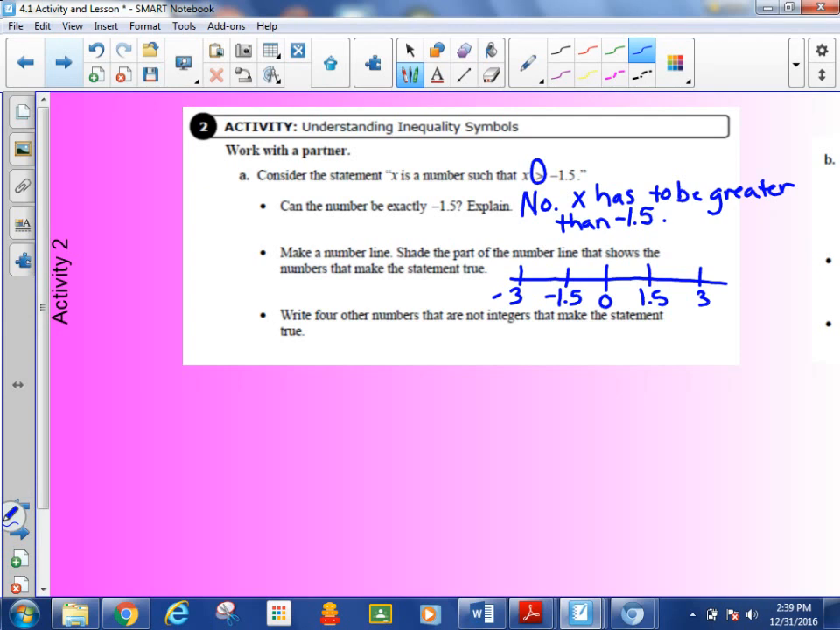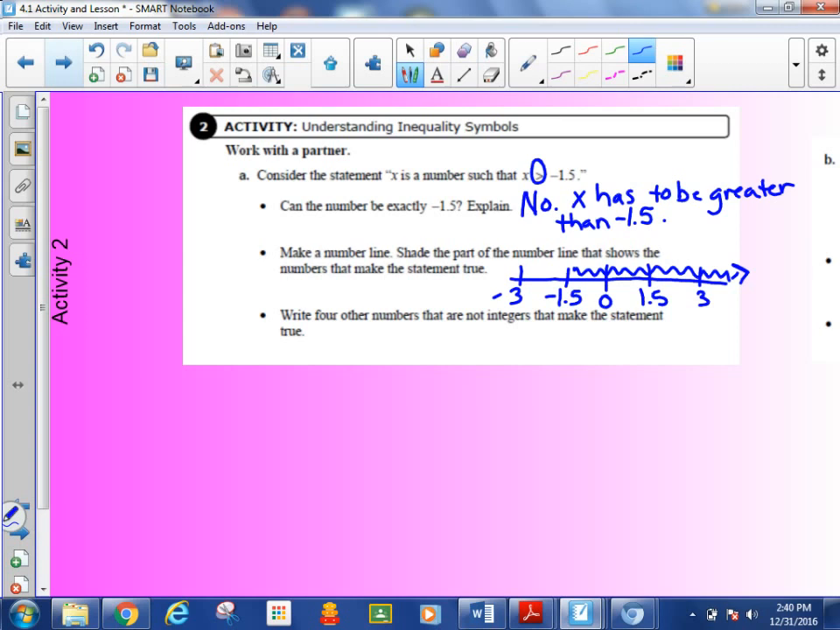Okay, so if I were to graph this and shade the part of the number line that shows the numbers that make the statement true, x has to be bigger than or greater than 1.5. So numbers that are greater than 1.5 would be like any of these, right? 0 is greater than negative 1.5. 1.5 is greater than negative 1.5. 3 is greater than 1.5. So it's really any of these that are falling this direction. Okay, and we could have any number on there, but it's any of those numbers that are to the right of that negative 1.5.